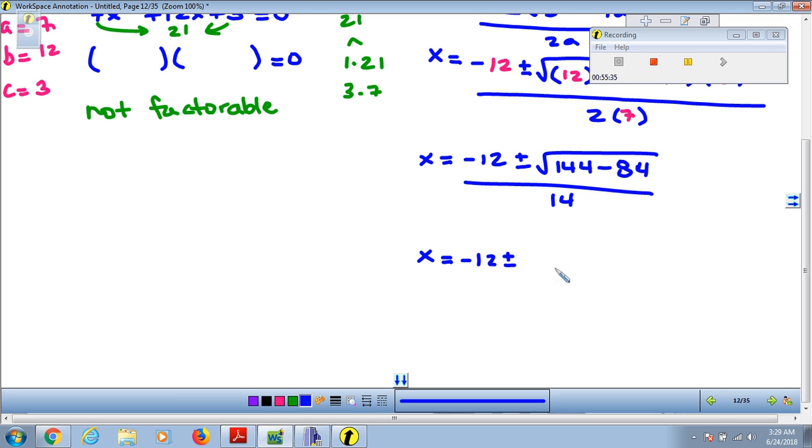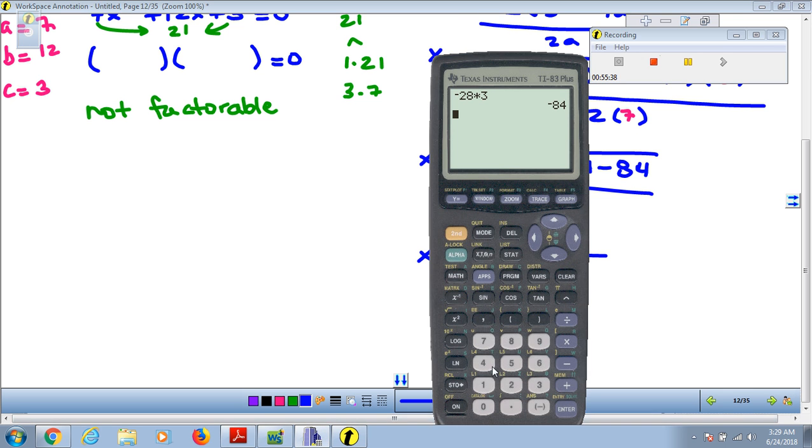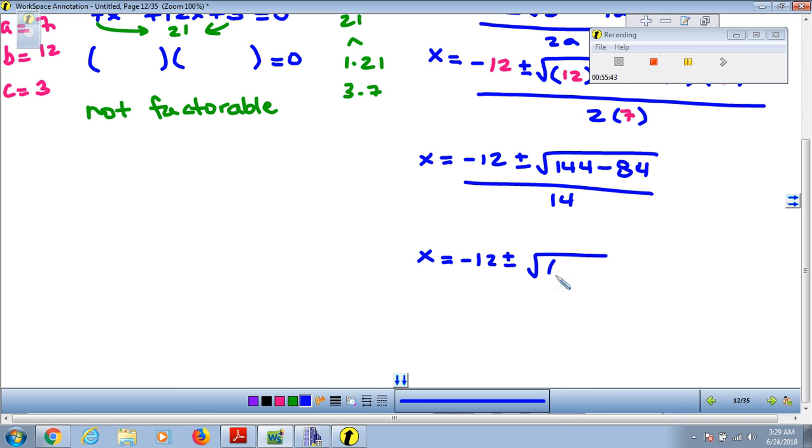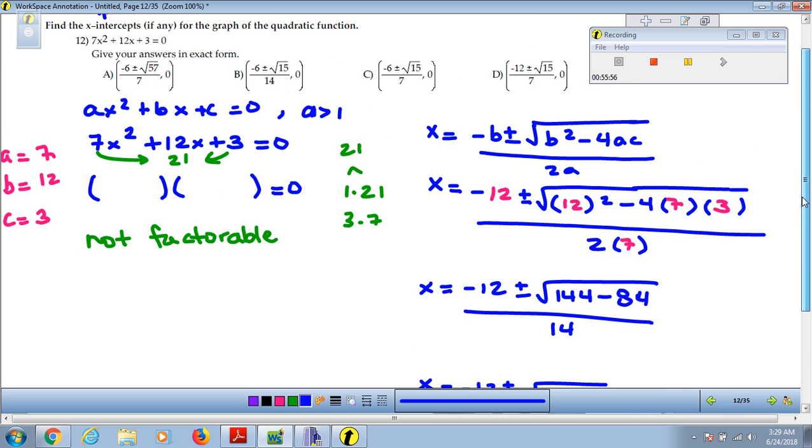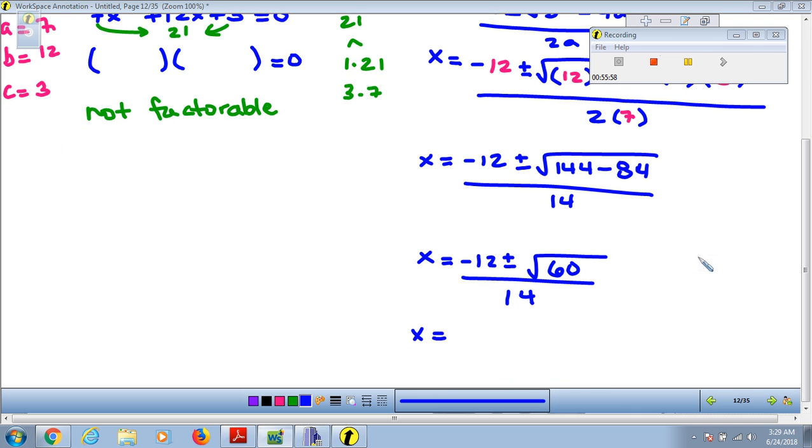Negative 12 plus or minus 144 minus 84, 60. Now, 60 doesn't have a perfect square root. There's no number that if I do this number times this number, that answer is 60. But looking at the answer choices, nothing is like what I got. So that means that 60 could be factorable in a way that I can break this number into the multiplication of two numbers where one of them has a perfect square root.